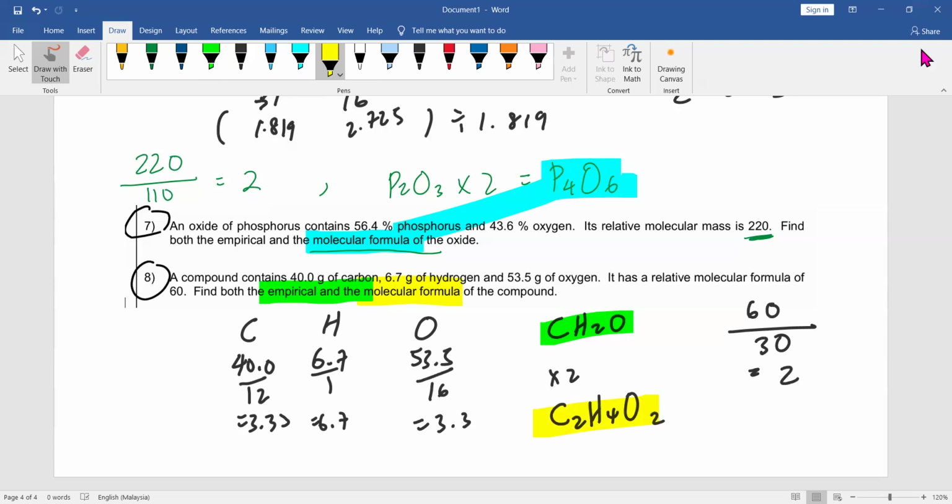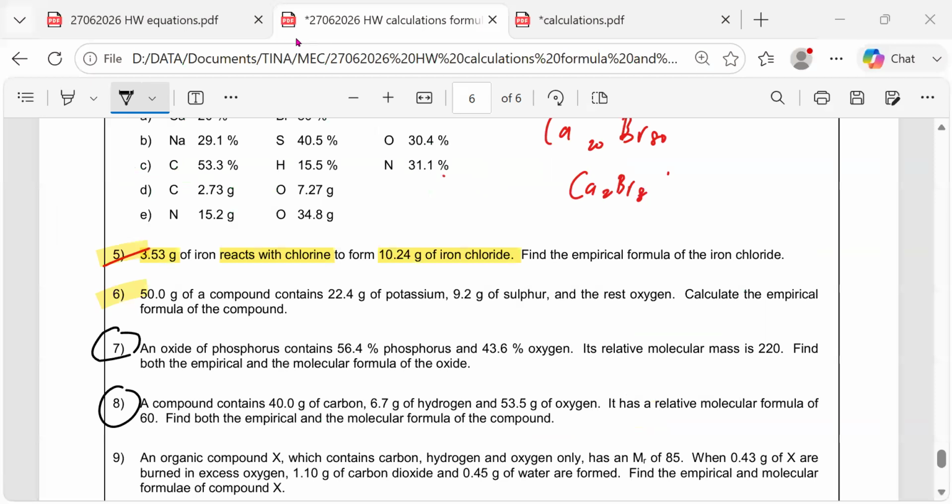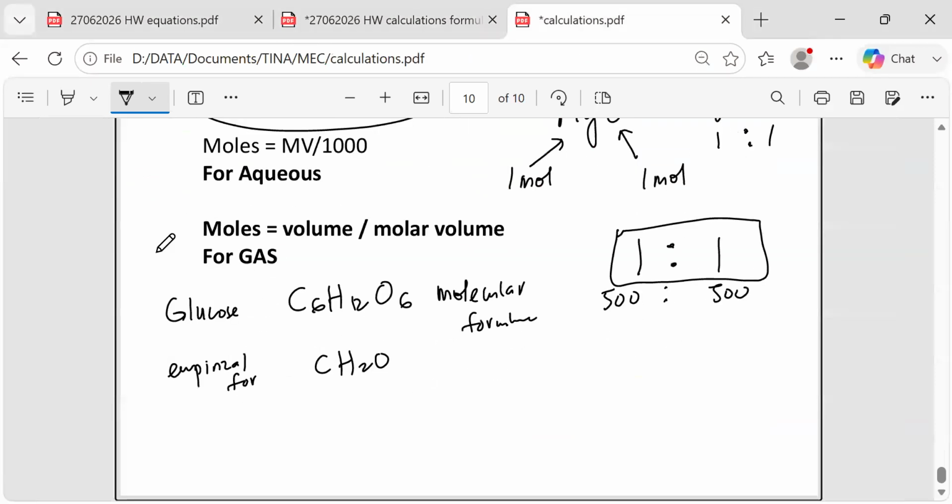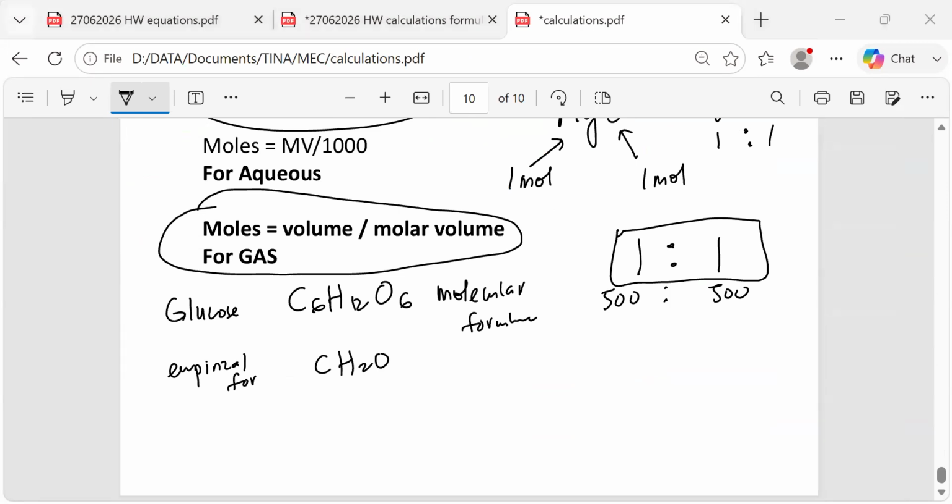Okay, finally we can go to the next topic. The next subtopic is this one: formula of gas. Okay? The formula of gas. Can you please write this down as notes? Moles equals volume over molar volume. This is only specifically for gas.